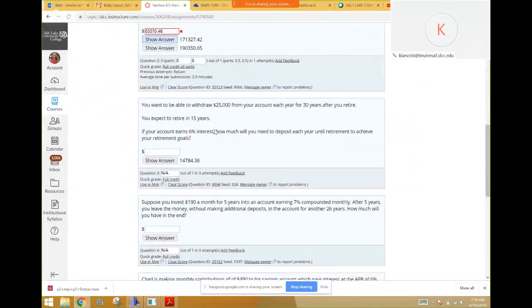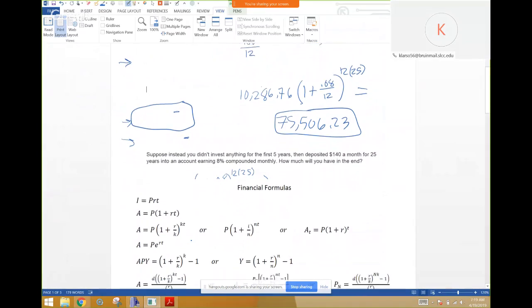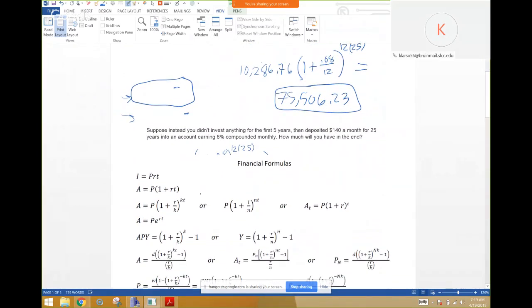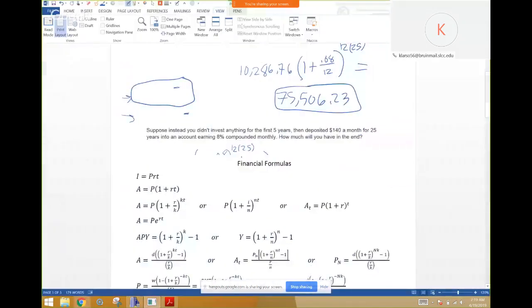We're not even done with it, right? There's another part. Suppose instead you didn't invest. We'll keep going with these numbers, I guess. Suppose instead you didn't invest anything for the first 5 years, then deposited 140 a month for 25 years into an account, 8% compounding. So how much would you have at the end?